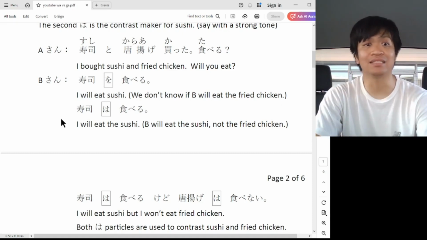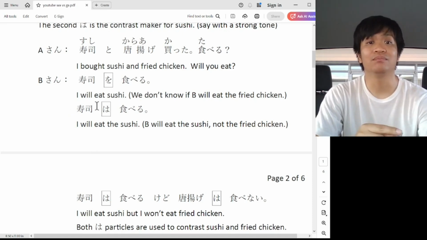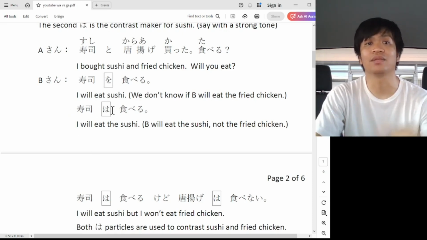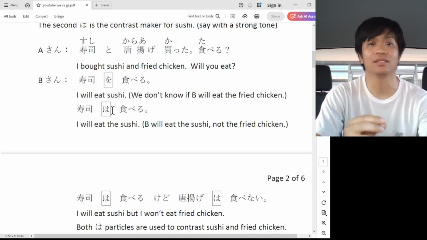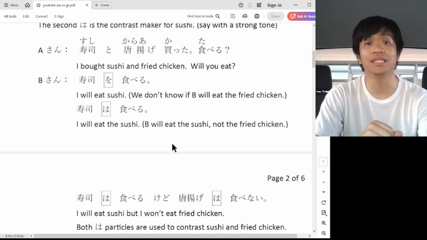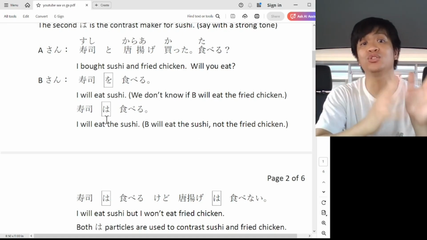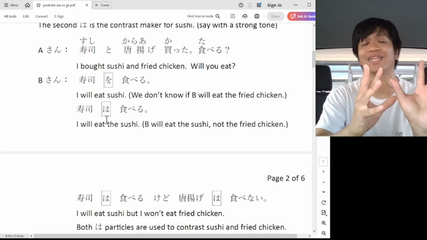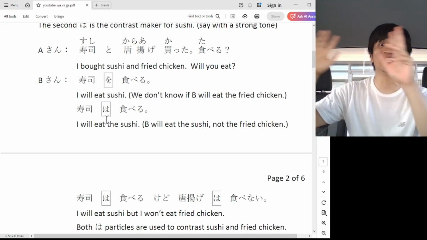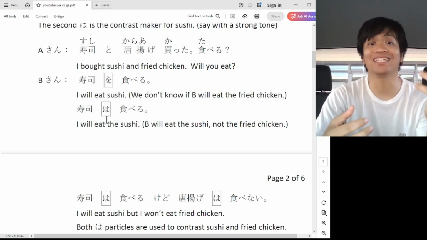But if B says sushi wa taberu, I will eat sushi. Same thing, but this wa is the comparison function of wa. So it's like, as for the sushi, I will eat that. And what's unsaid here is that B will eat the sushi and not the fried chicken. Why not the fried chicken? Because this wa is used. This is the comparison. The sushi is being compared to the karaage, the fried chicken. So as for the sushi, I will eat that, but what's left unsaid, what's implied, is that the karaage, I will not eat that.